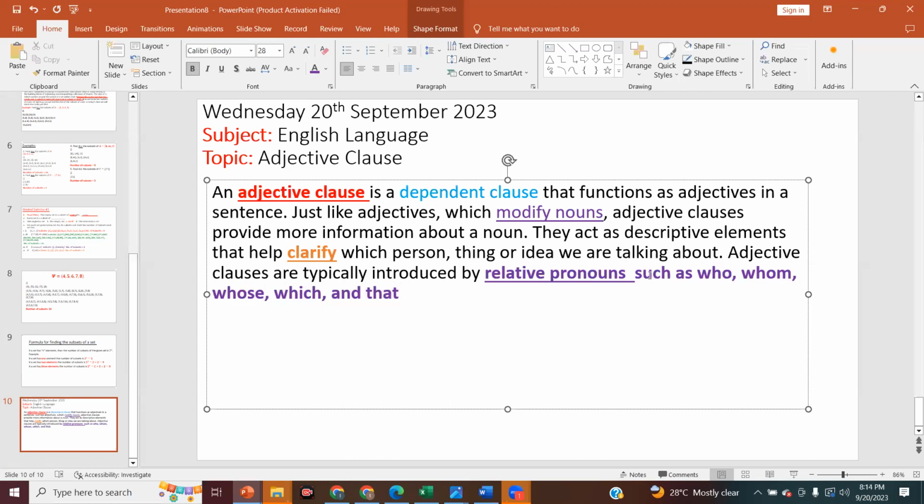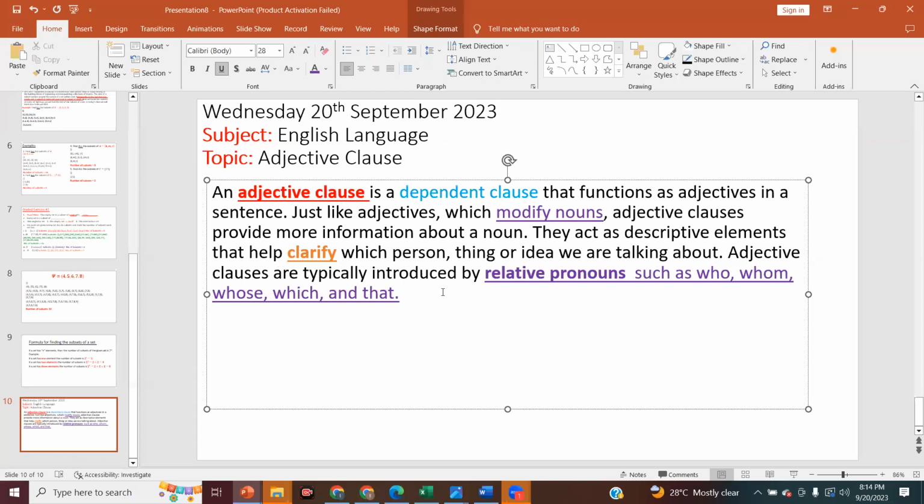Okay. So that's how you know if you're dealing with an adjective clause. They are introduced by relative pronouns, right? So if you have something that starts with who, whom, which, whose, that, you're probably dealing with an adjective clause. Remember, it has to be something that is dependent, which means that it's not a complete thought.